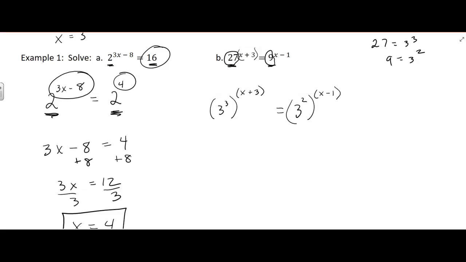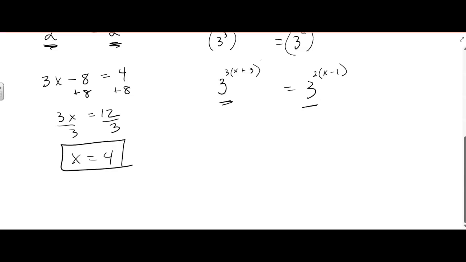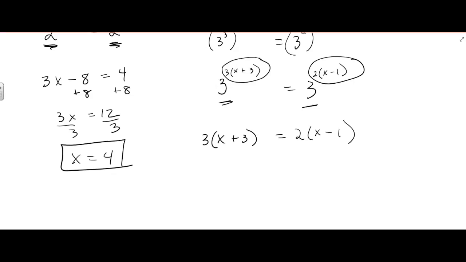The rule of exponents says when you have a power and you're raising it to another power, you multiply those. So I can say 3 to the 3 times (x plus 3), and then the same thing here, I'm multiplying those powers, so I have 3 to the 2 times (x minus 1). Now the bases match. They're the same. So I'm going to pop out those exponents and create a new equation: 3 times (x plus 3) equals 2 times (x minus 1). That's an equation I can solve.